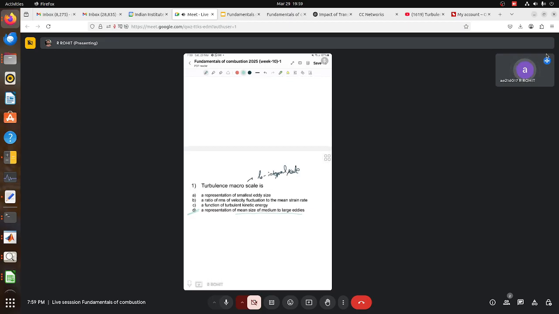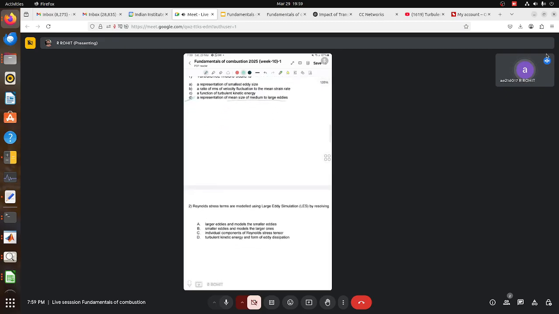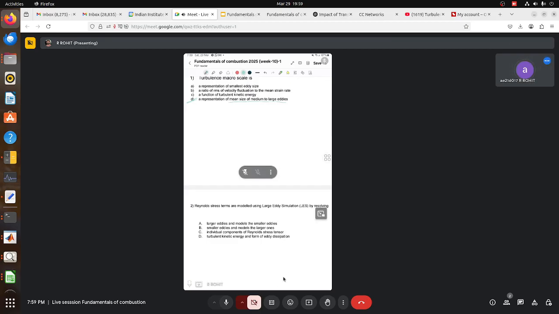If you move on to the next question that I have: the Reynolds stress terms are modeled using large eddy simulations by resolving larger eddies and modeling the smaller eddies, or the reverse. Individual components of the Reynolds stress tensor, turbulent kinetic energy, and form of eddy distribution. I will wait for 2-3 minutes for you to think, and we will discuss the answer after that.